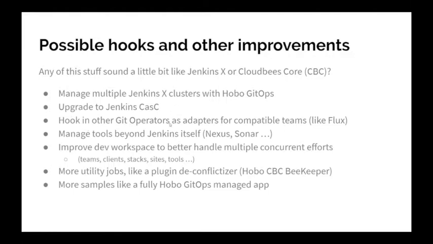We are playing with Git operators like Flux to see, well, how about we hook up a Hobo GitOps workspace to a Kubernetes cluster that's managed by Flux. So instead of having necessarily a dev Jenkins master, a QA Jenkins master, and a prod Jenkins master, you might only have one that then hooks into different Flux operators.